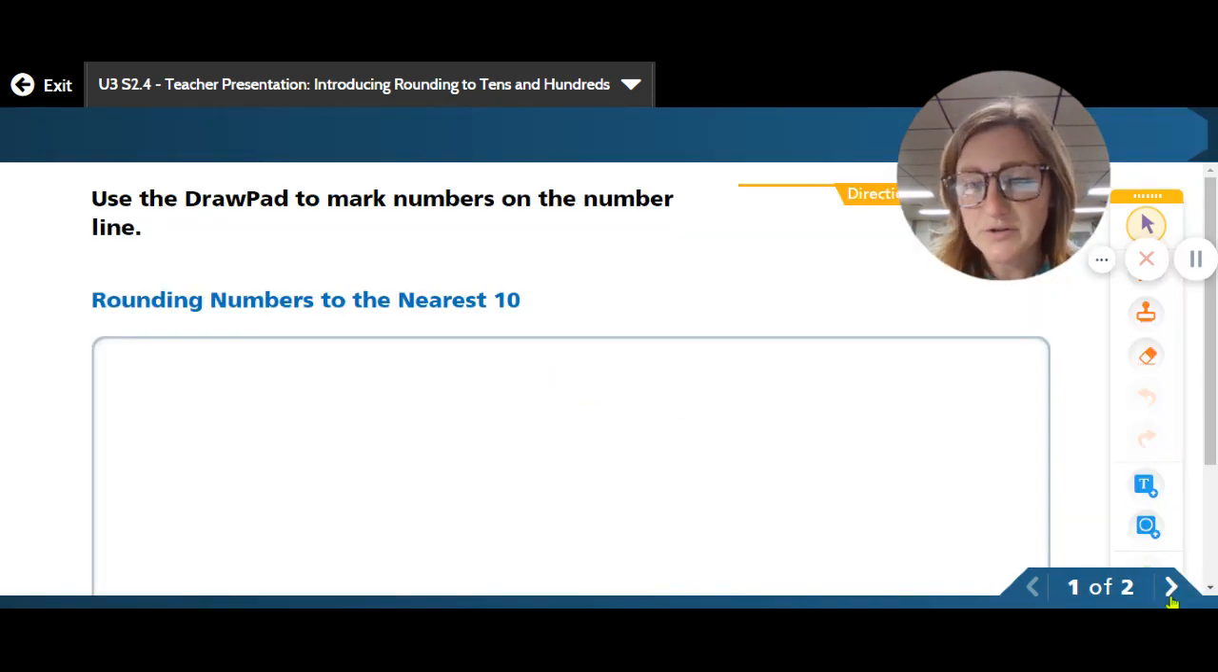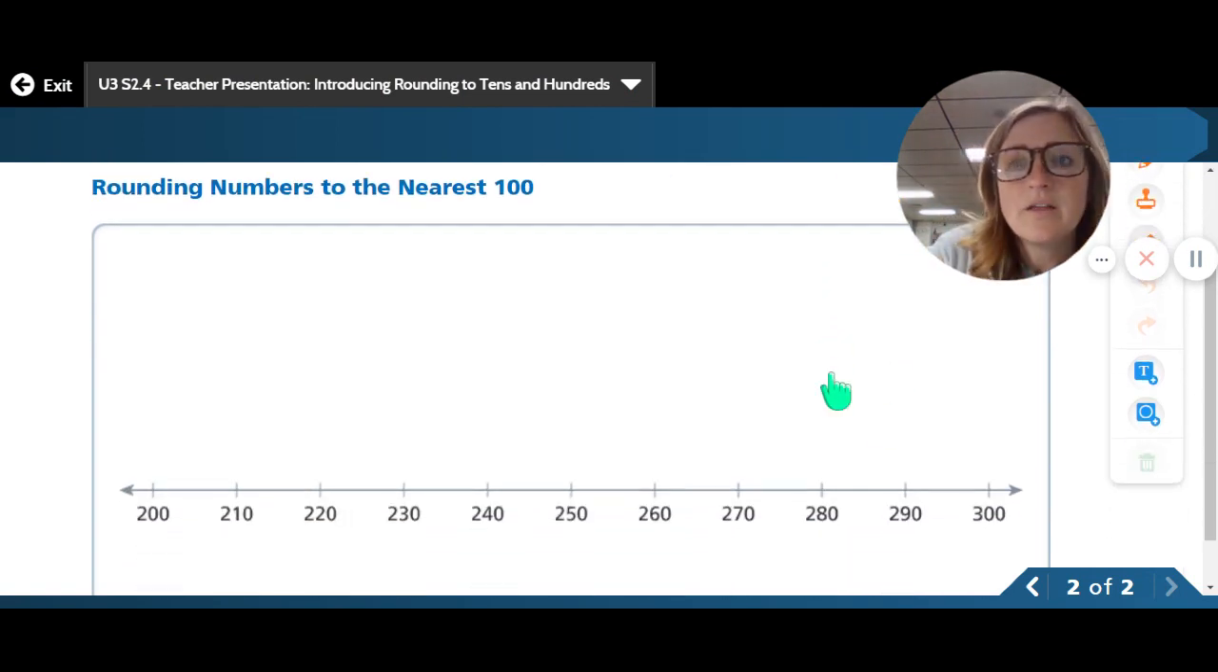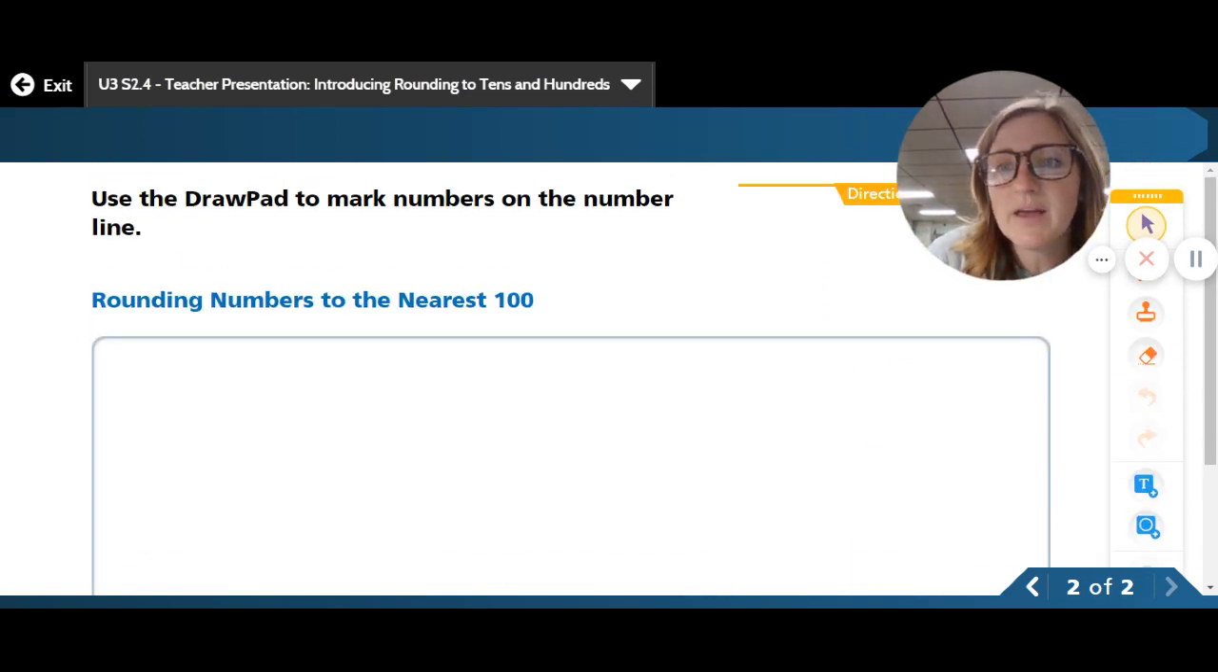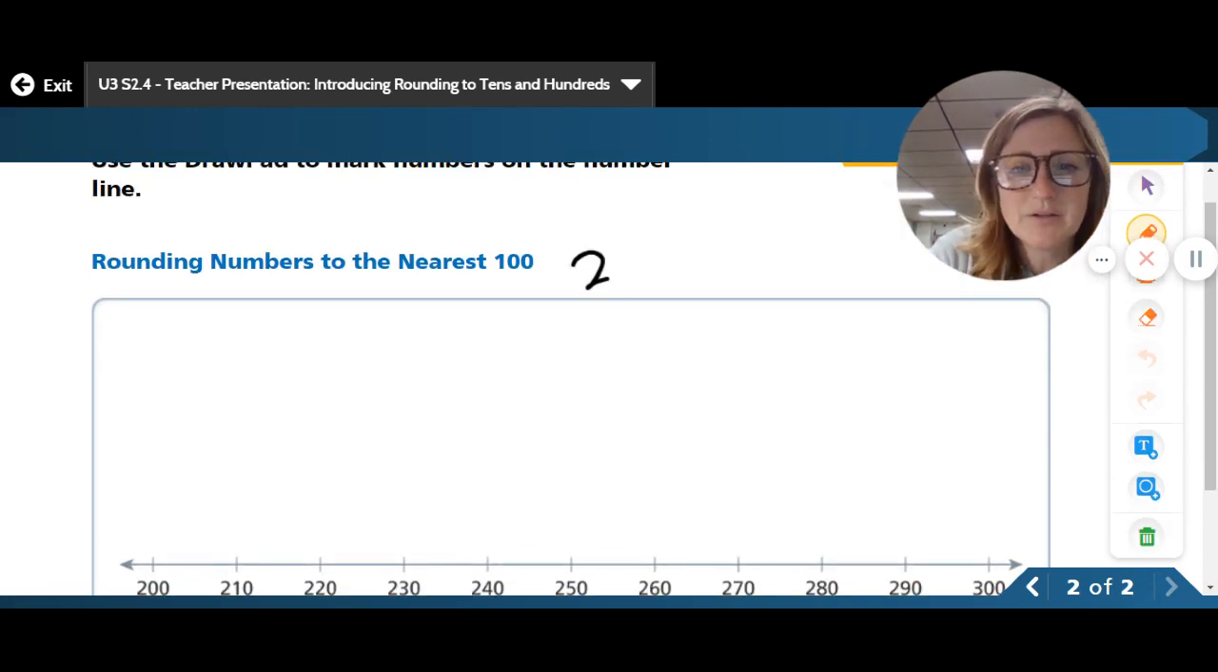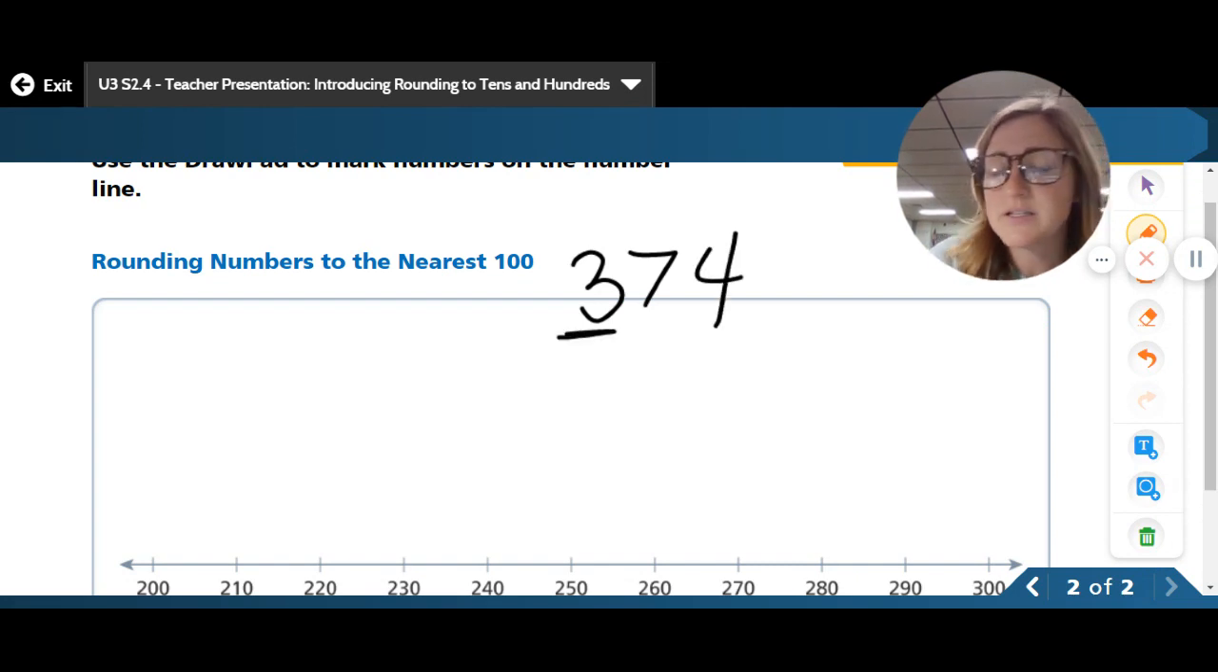And then on the other side of your paper, you are working on rounding to the nearest 100. Okay, so if I'm rounding to the nearest 100, then what I'm going to do is pay attention to the hundreds in my number. So let's say my special number is 374. I'm just going to pay attention to the hundreds now instead of just the tens like before.